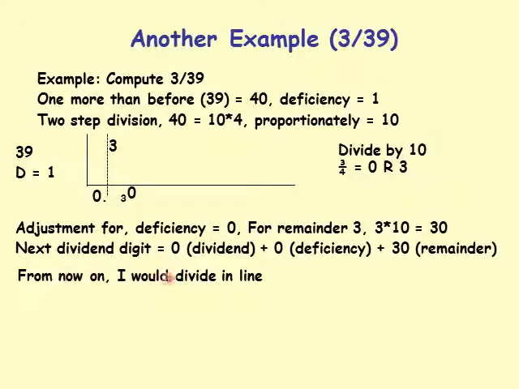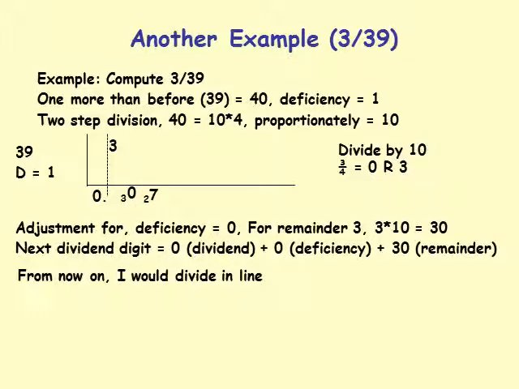So I would keep dividing in the same line now. From now on I would divide in line. When I divide 30 by 4, I get 7, remainder 2. The next dividend digit is 7 because of the quotient digit: 7 times 1 is 7, plus 20 from the remainder, 2 times 10. 20 plus 7 is 27, so this is my next working dividend.